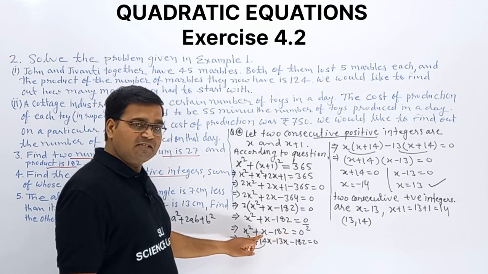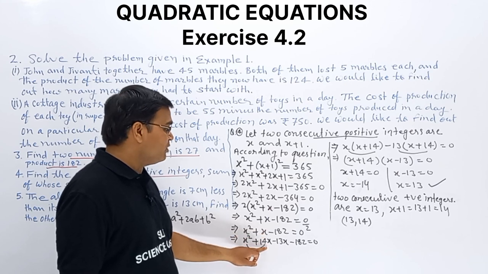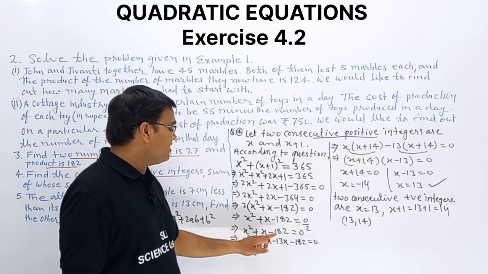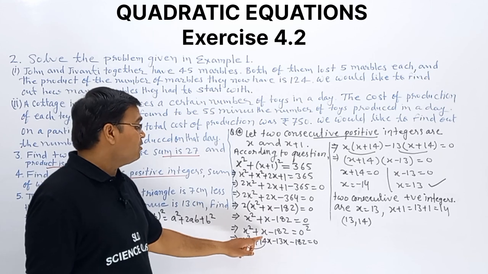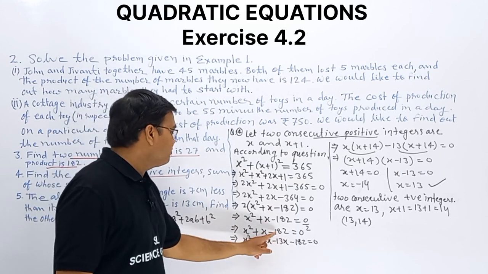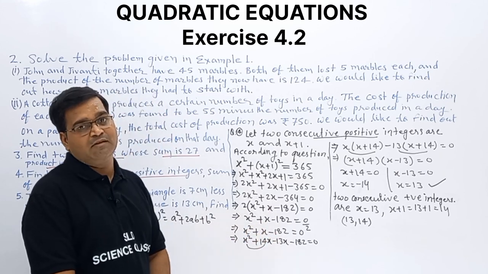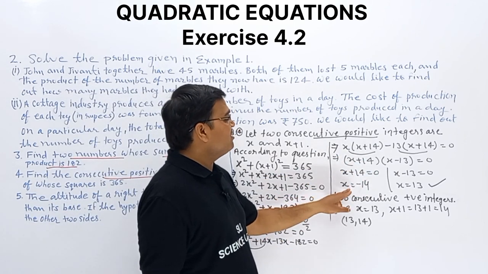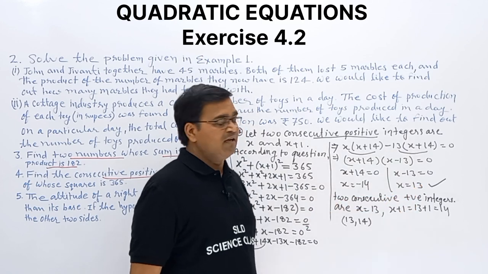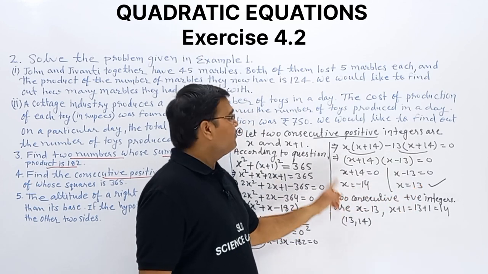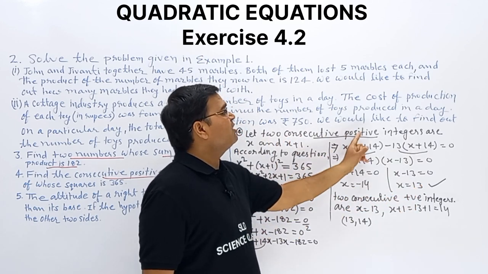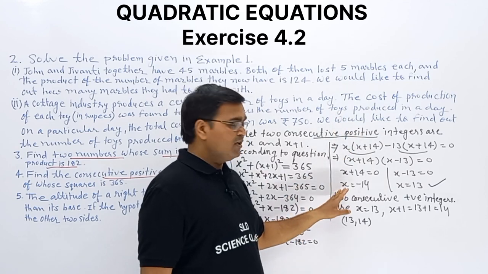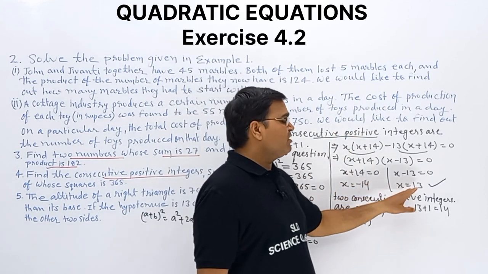Now factorize this one. Split the middle term into two parts. 14x minus 13x will be x, and the product will be what? The product of the first and last numbers. Clear? Then solving, we are getting x equal to minus 14 and x equal to 13. Negative cannot be possible because we want two consecutive positive integers. So we will neglect this number. We will use x equal to 13.